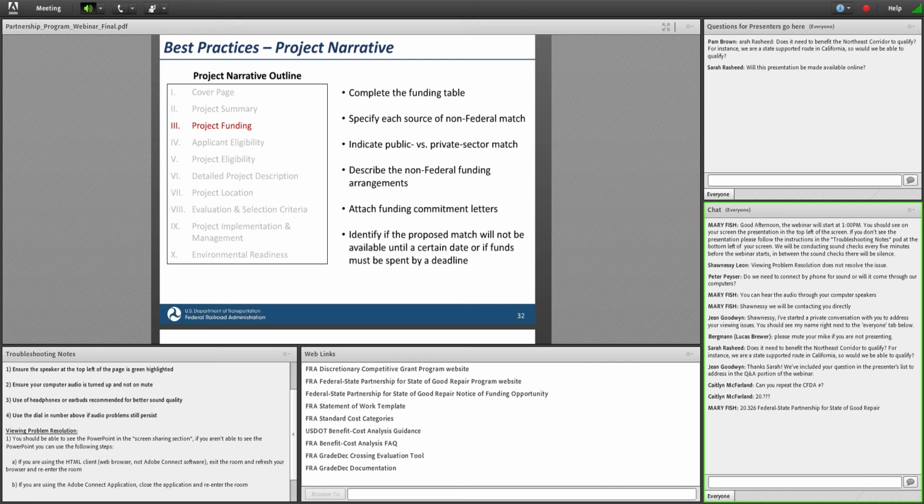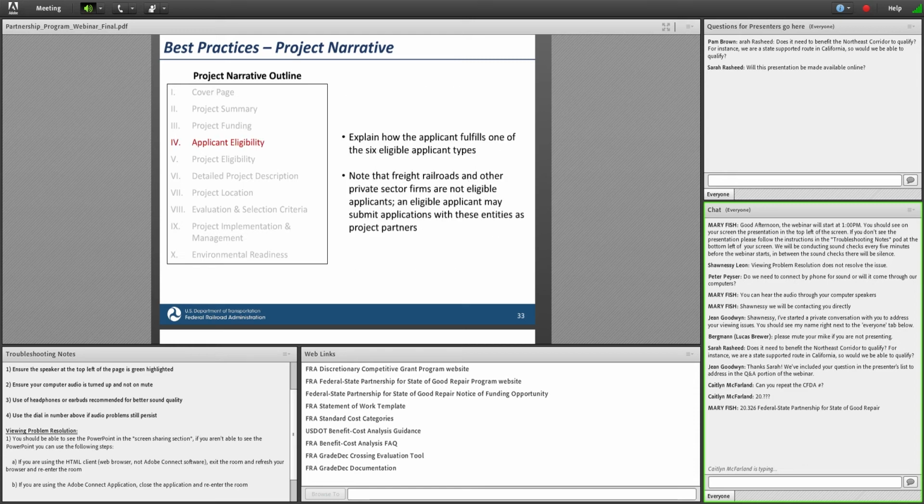Next is project funding. We ask that you insert a funding table that specifies each source of non-federal match for your project, and that you indicate whether those sources of match are public or private sector. We also ask that you identify any conditions that are attached to your match, such as if the match must be spent by a certain deadline or will not be available until maybe your state's budget is passed.